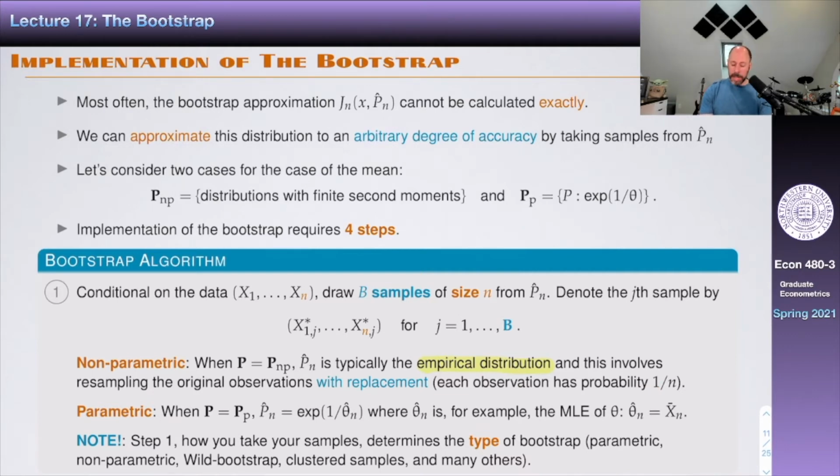In the parametric case, where P is this family over here, you can estimate theta, say by maximum likelihood. And so in this case, p hat is just going to be the exponential distribution with parameter theta hat n, or theta hat n in this case is just going to be the sample mean. So you can ask your computer to give you a sample of size n from this distribution. How many samples are you going to get? B, as I wrote here.